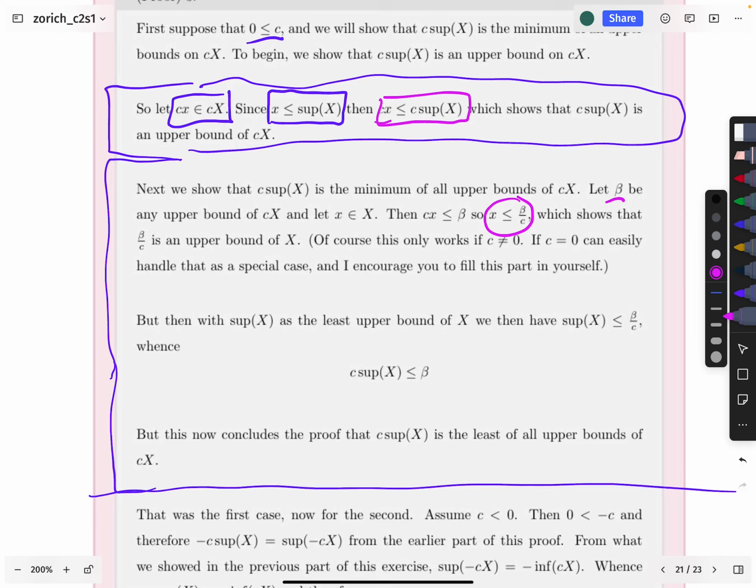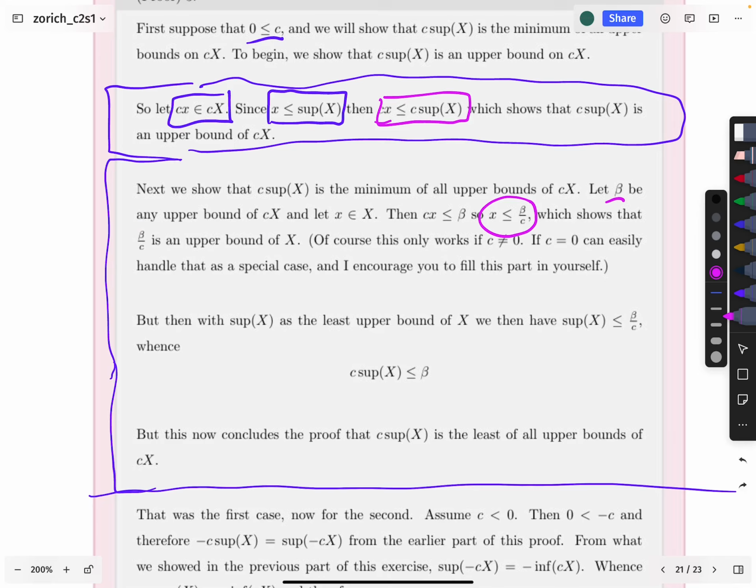Now, because we have X, we can say something about bounds. So basically what this shows is that beta over C is an upper bound of big X. It is one of the upper bounds of big X because for every choice of little x, we get this inequality. Well then, since beta over C is an upper bound of X, we use the property.